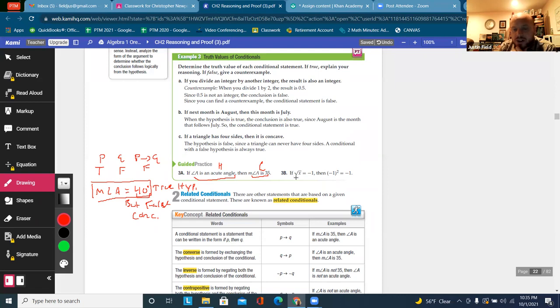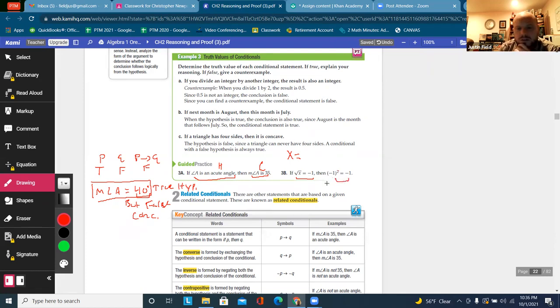All right, if the square root of x equals -1, then -1 squared equals -1. Interesting. If the square root of x equals -1, so x is a number such that its square root is -1, then -1 squared equals -1. Okay, first of all, -1 squared does not equal -1.